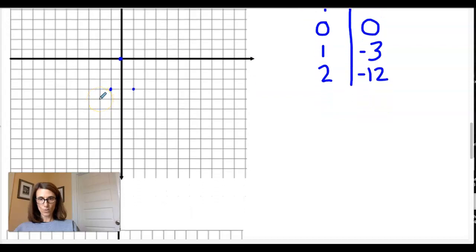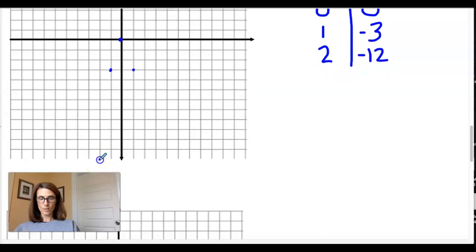So 3, 4, 5, 6, 7, 8, 9, 10, 11, 12. It's going to be all the way down there. And then positive 2, negative 12.